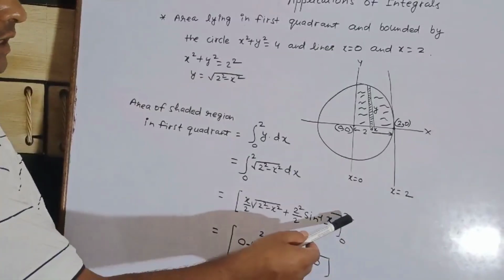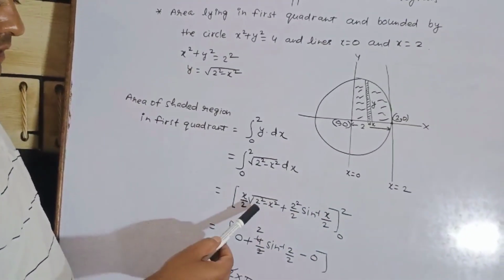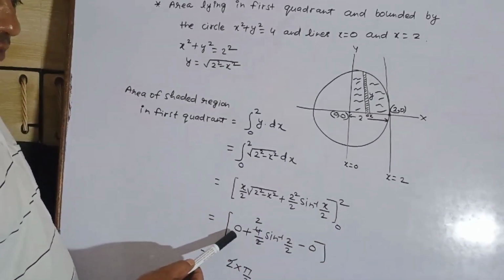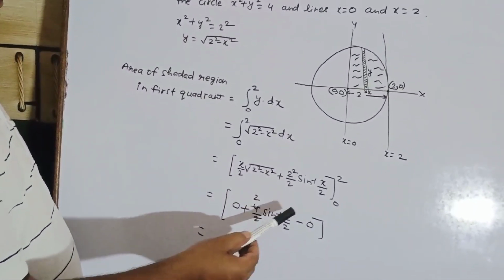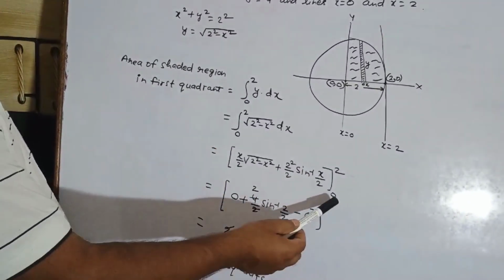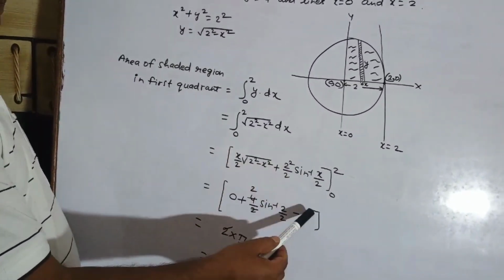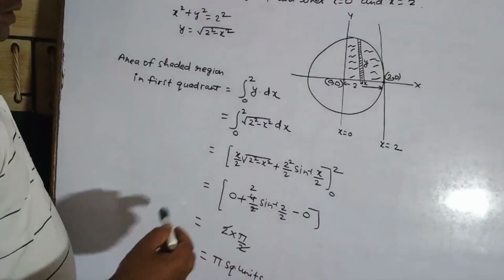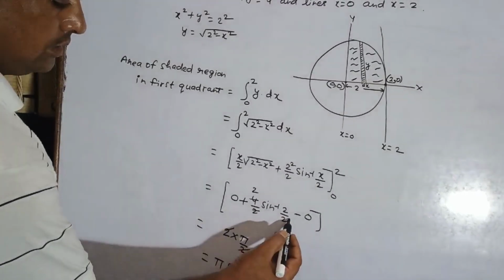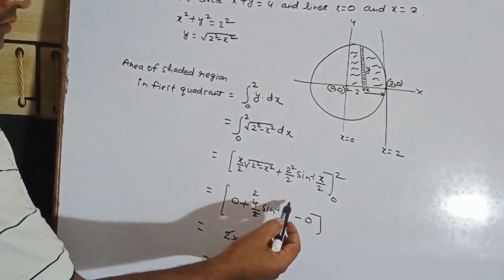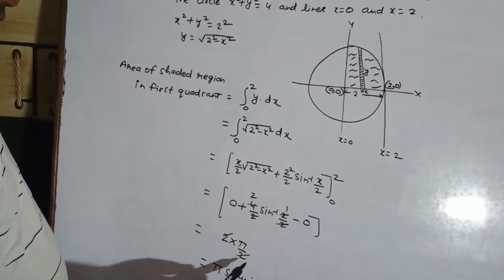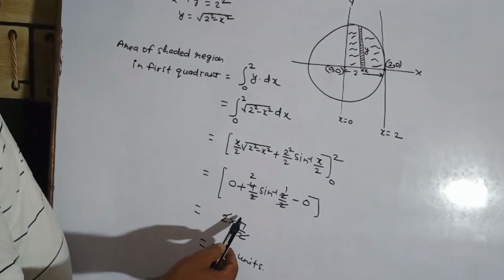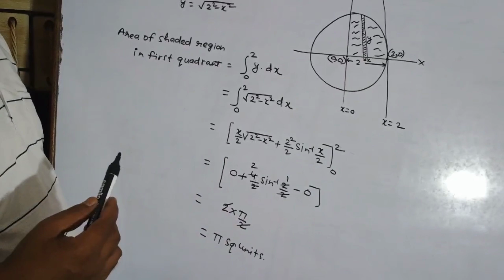When we will put here 2, then this will be 2 square minus 2 square will be 0 plus 2 to the 4 upon 2 sine inverse 2 upon 2. When we will put here 0, this will be 0, so we are putting here 0. Now 2 cancel out, 2 1 2. The value of sine inverse 1 is pi by 2 and this will be 2. Now 2 and 2 cancel out. So your area will be pi square units.